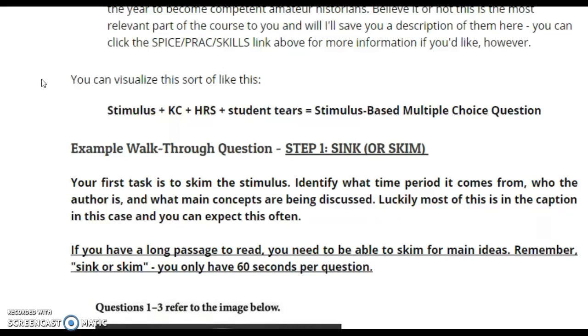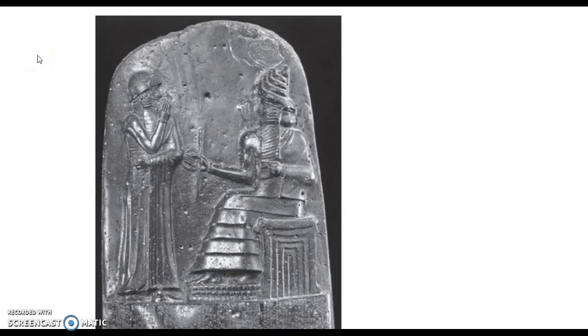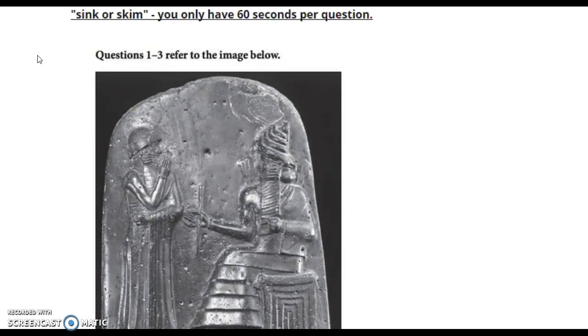Your first task is to skim the stimulus. So you need to know what time period it comes from, who the author is, and what the main concepts are that are being discussed. Usually this is going to be in the captions, so make sure you read everything. You're not just looking at the pictures or reading the text. You also need to read the captions. If you have a long passage to read, you need to be able to skim for main ideas because, again, you have limited time. You're also going to usually have more than one question for each stimulus.